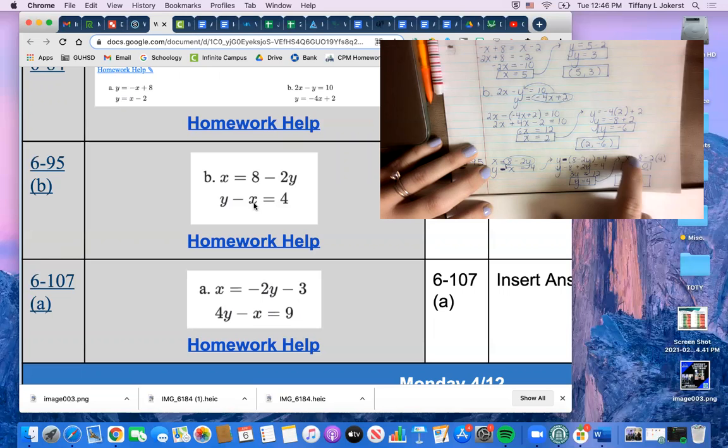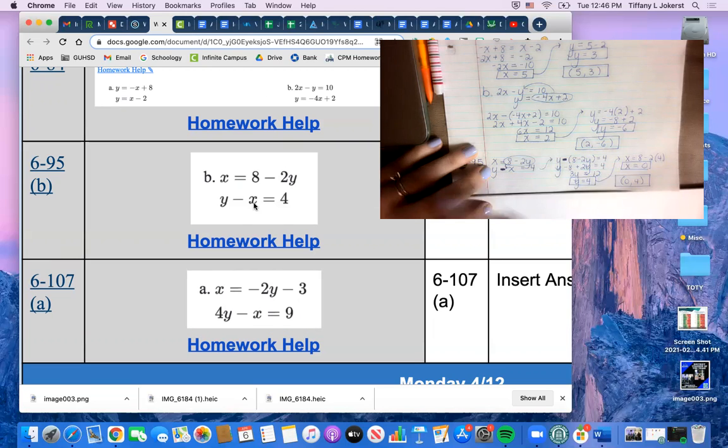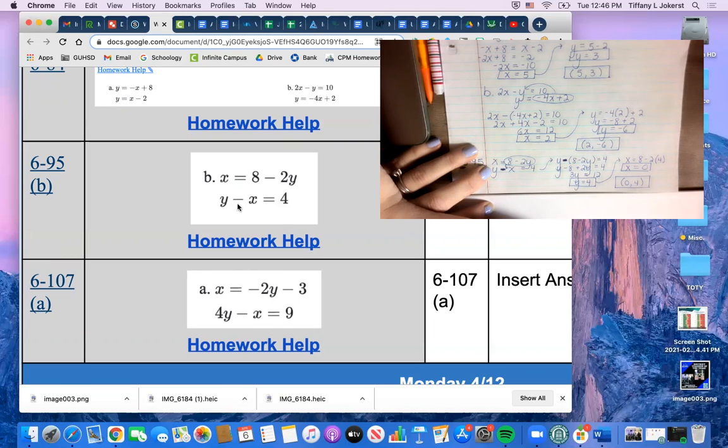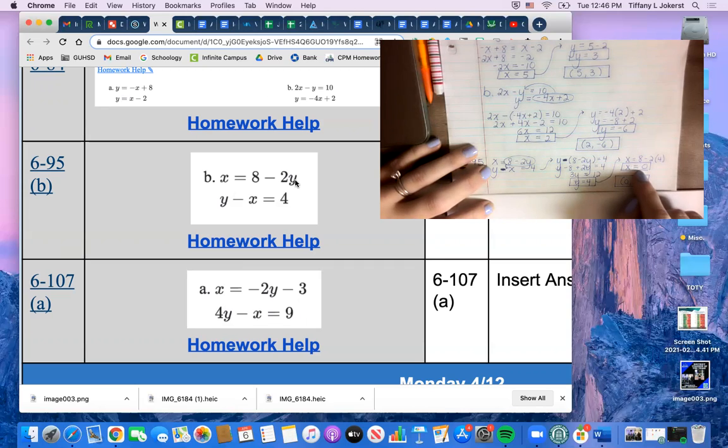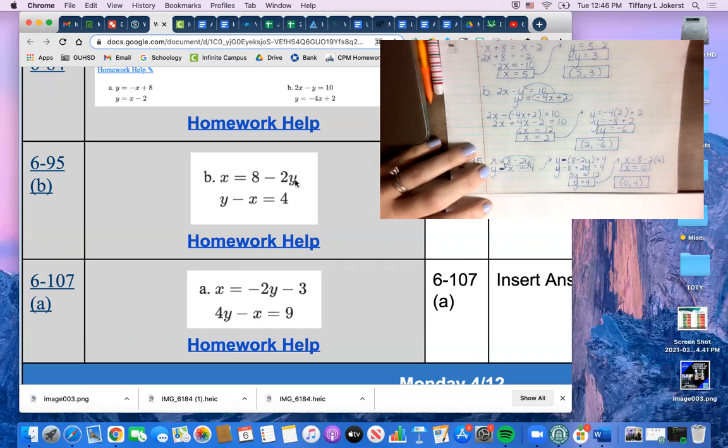Then you plug that 4 into one of them. So for that one, since I'm plugging in 4 here, I'm going to do 8 minus 2 times 4, which ends up being actually 8 minus 8. We get 0. So 0, 4 is my answer to that one.